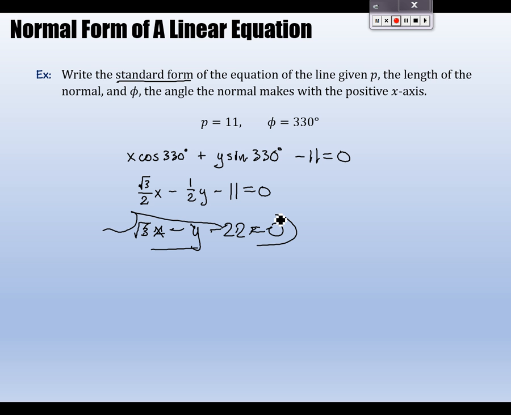I'm gonna go 330 degrees, and I'm gonna go out 11 units, right? And then I'm gonna draw my line. Do you agree that that's what I'm saying? Okay, that's what we mean by p and phi.